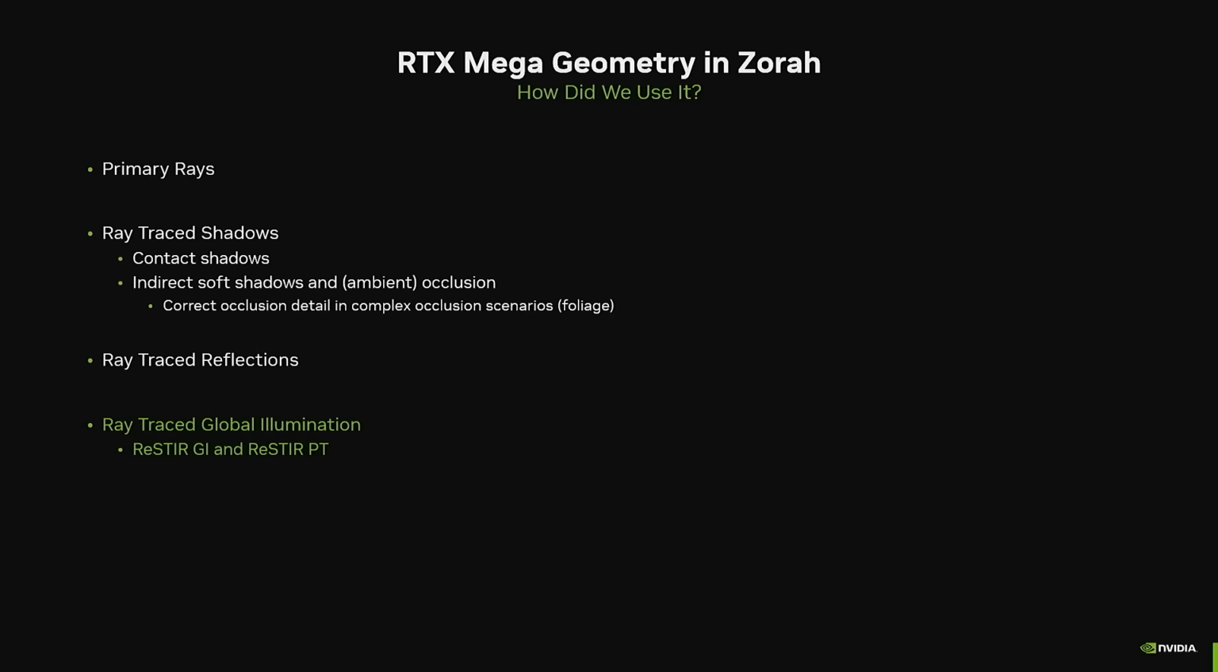All right, and of course, GI. That's what Jayan already talked about. So ReSTIR GI and ReSTIR PT, very great use cases for Mega Geometry. When you're going to spend compute power and time bouncing rays around, you want to make sure they're bouncing off of the right stuff.